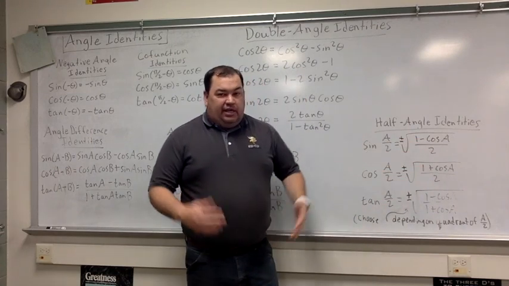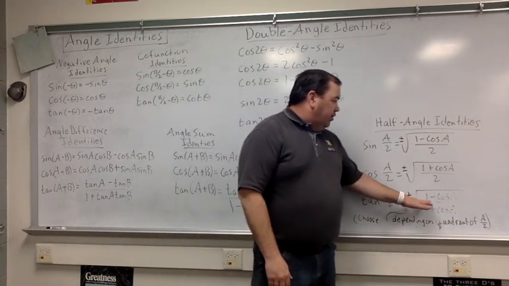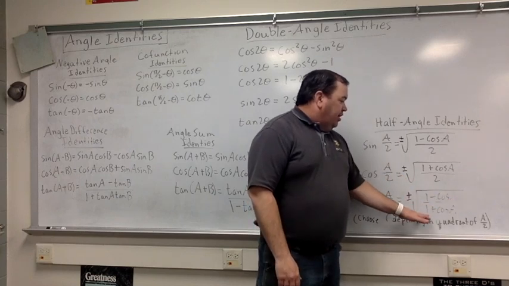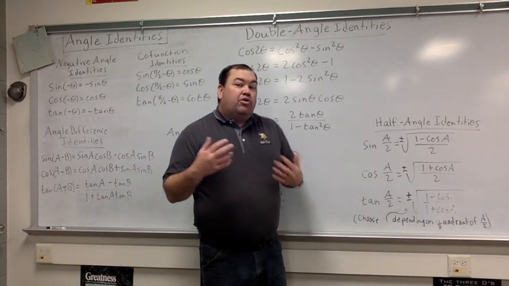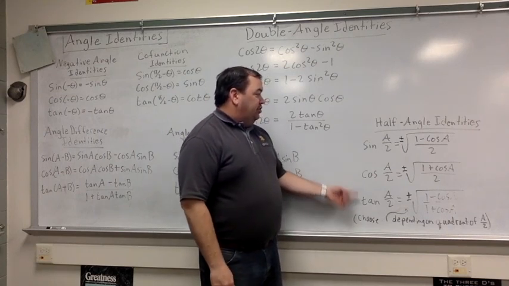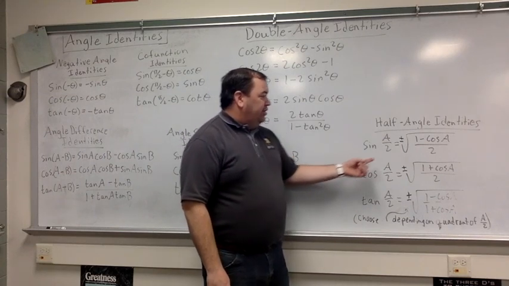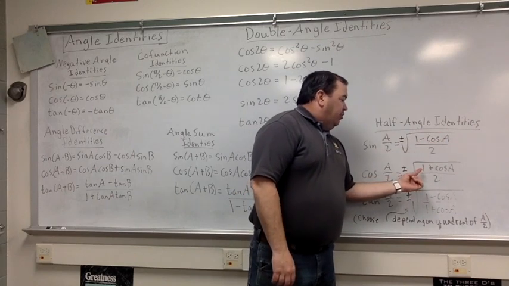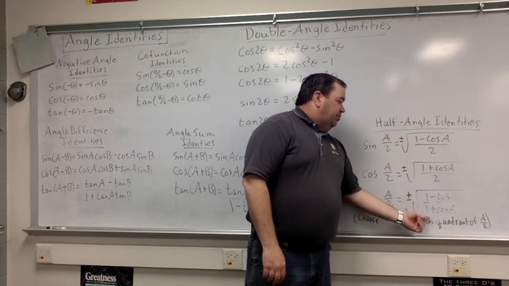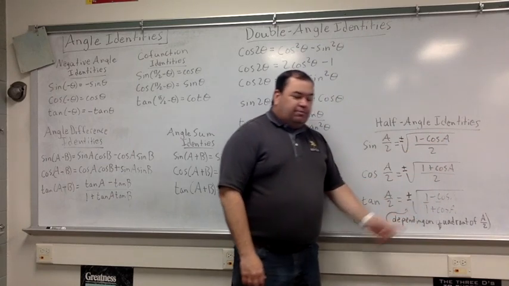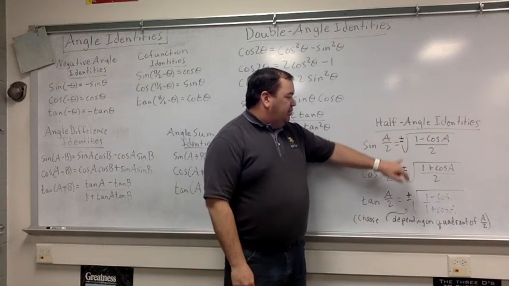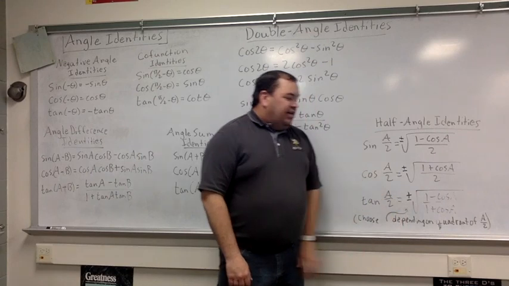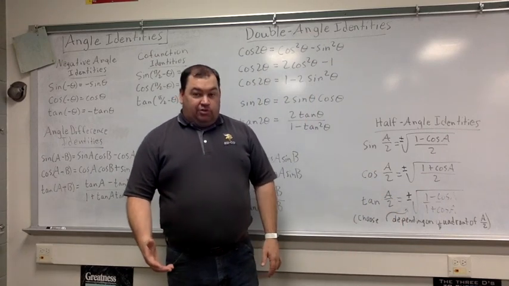The tangent, again being a little different, we have 1 minus the cosine of A over 1 plus the cosine of A. So it uses a little of both, which makes sense because tangent is sine over cosine. I've got the 1 minus on top, the 1 plus on the bottom. The 2's are going to cancel out. The other unique feature about these half angle identities is the plus or minus that's out in front. That does not mean there's two answers.